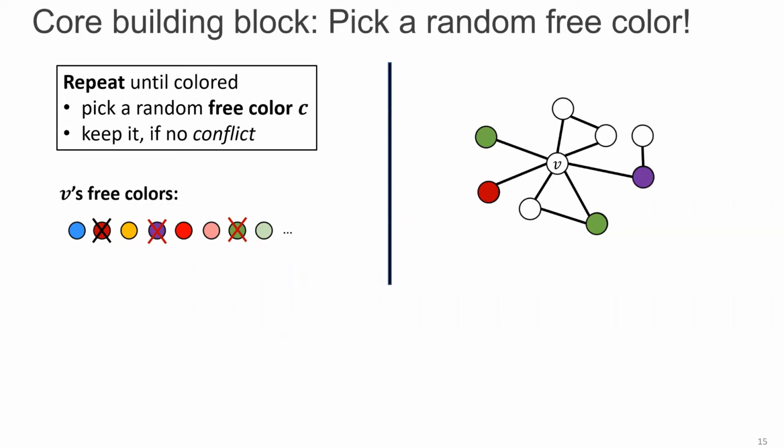So let's look at the core building block of our algorithm. By far the simplest randomized algorithm that you can think of, because our core building block is just: you pick a free color uniformly at random from your list of available colors. So here we are in the situation that some parts of the graph have already been colored, and this vertex v doesn't have green, red, and purple as available colors anymore. And this algorithm simply lets every node pick a color that is not used by one of the already colored neighbors. It's the simplest algorithm you can think of.